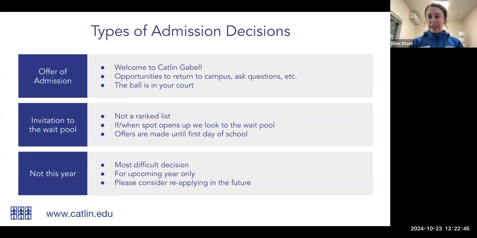We know that students, especially young students, can change so much year to year. So if you were to receive a not this year decision for sixth grade, we would encourage you to apply for seventh grade. I have seen students apply and we do not have a place for them at Catlin, and then when they apply again later, we do have a place for them. So it's always worth considering reapplying in the future.